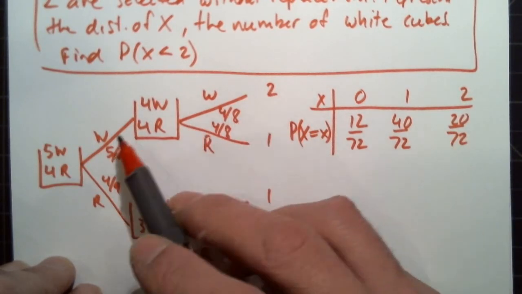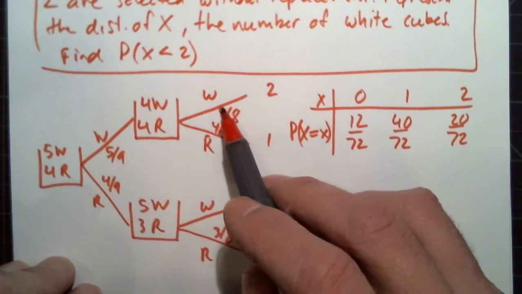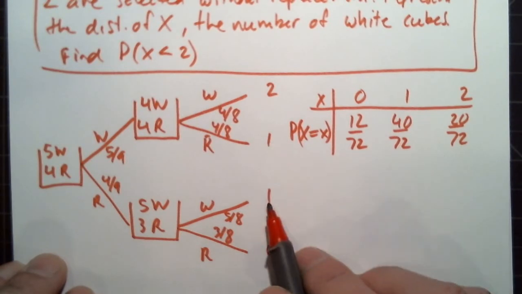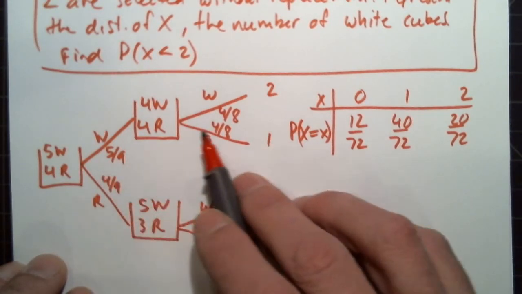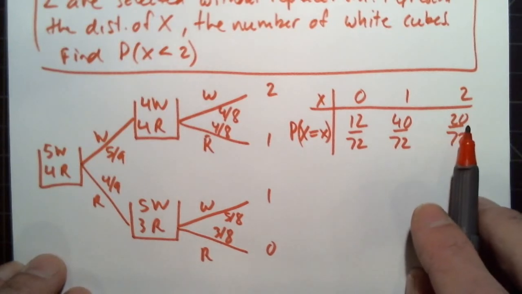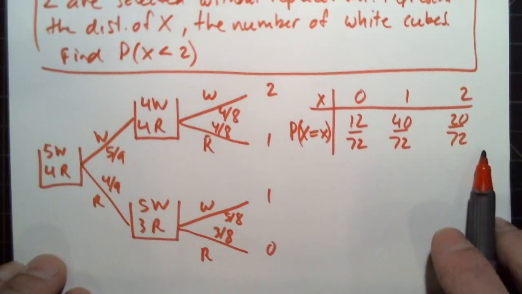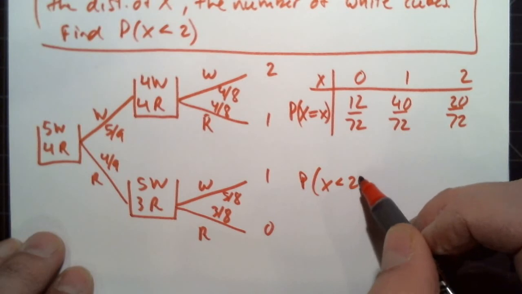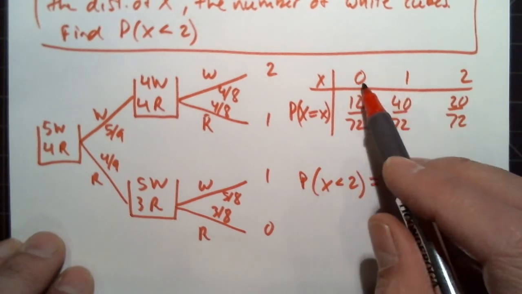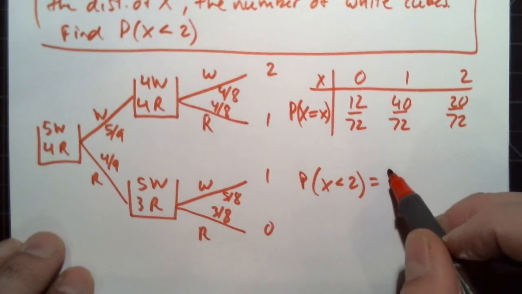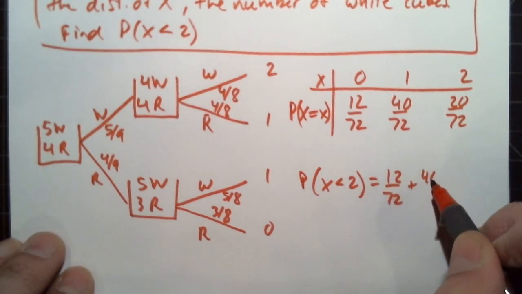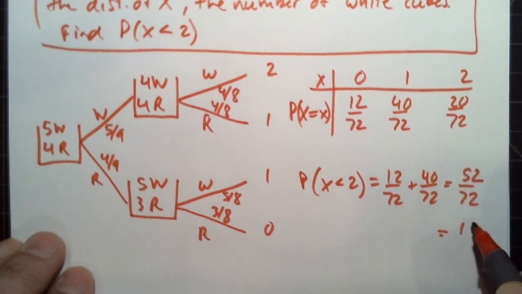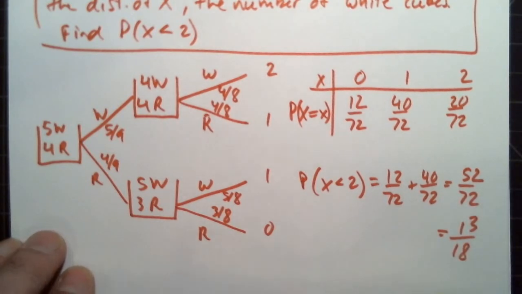To get to this one, we're going white, white, 5 over 9 times 4 over 8, 20 over 72. There were 2 ways to get 1 white cube, so we had to add this plus that, and that's how we got the 40. We can check by adding these, and that equals 72 over 72. The probability that x is less than 2, that means it's going to be 0 or 1, so we just add these together. And we can reduce it to 13 over 18.